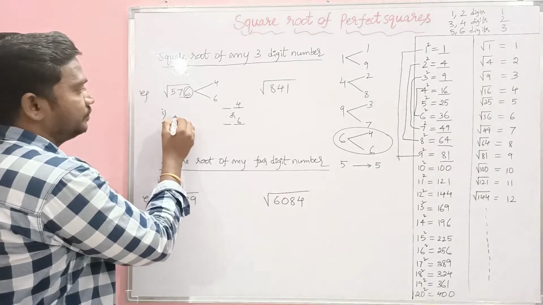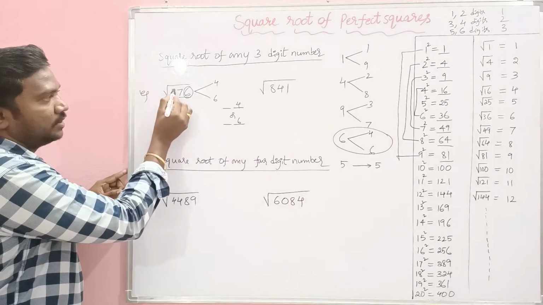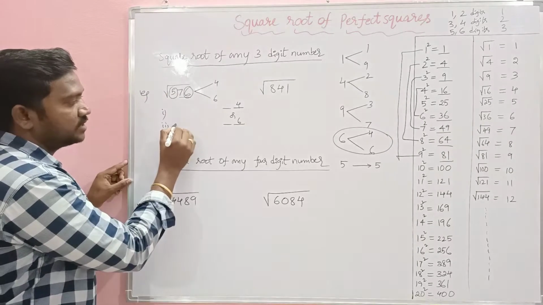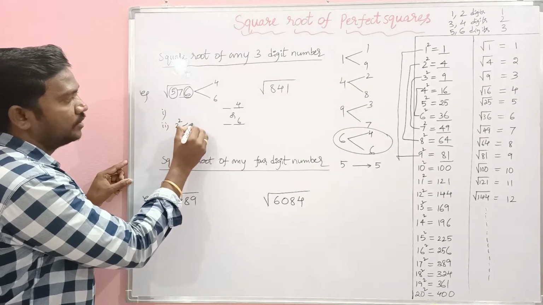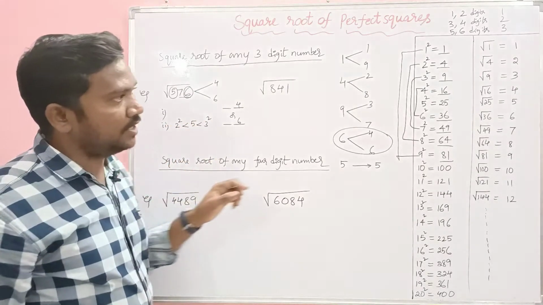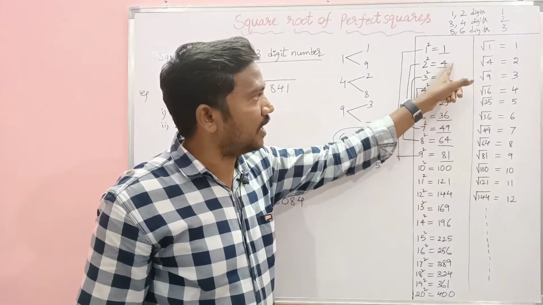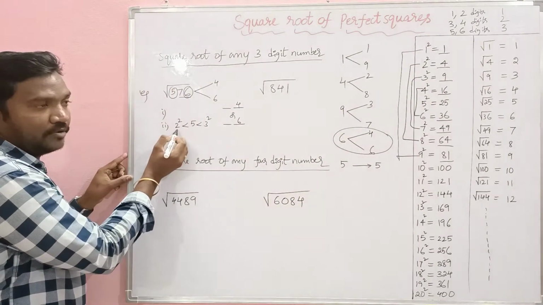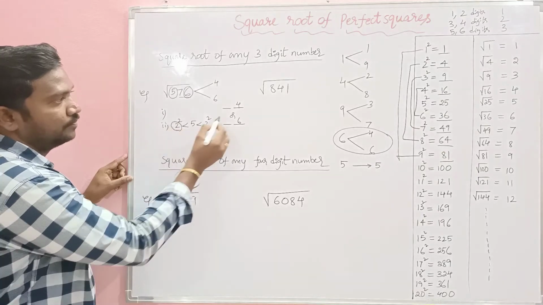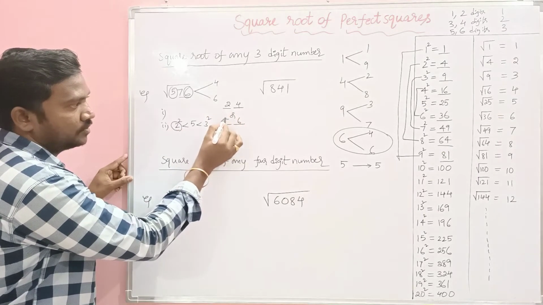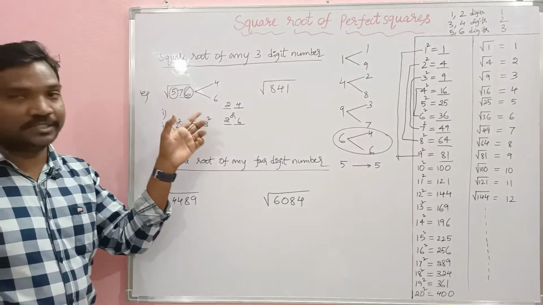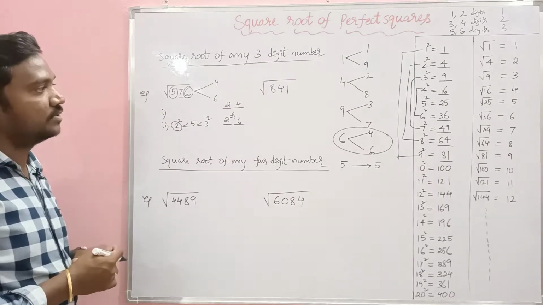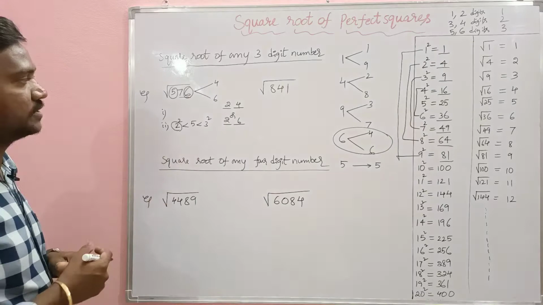Now the second step, take this part, and that is 5. This 5 lies between 2 square and 3 square. See here, 5 lies between 4 and 9, which is 2 square and 3 square. So here we have to take the smaller number, so 2. Put it here. So the square root of 576 is either 24 or 26. Now the question is, what is the answer? Is it 24 or 26?